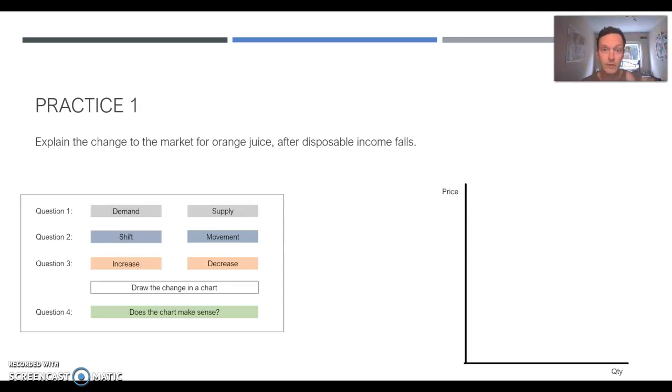Okay, so we're going to go through these questions. This is the process I want you to go through. Don't draw the chart yet.